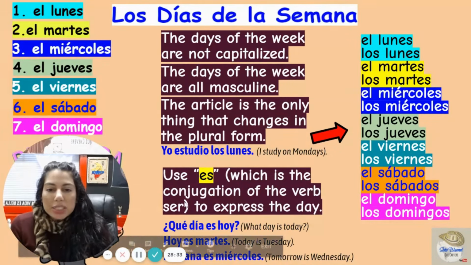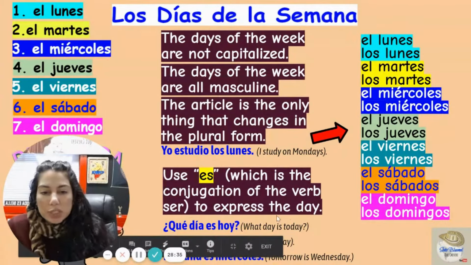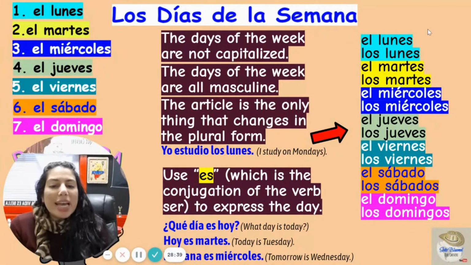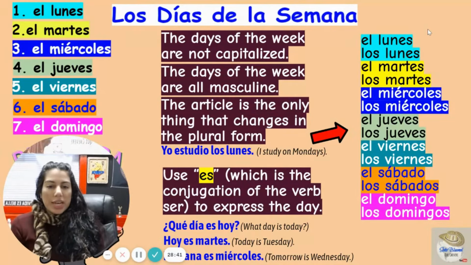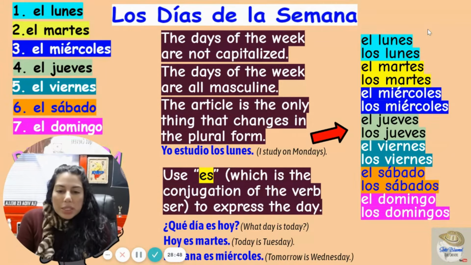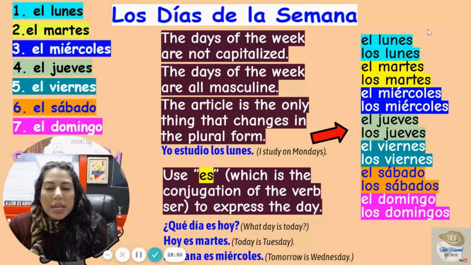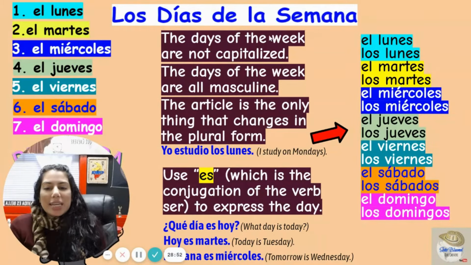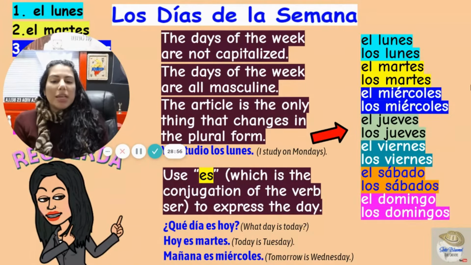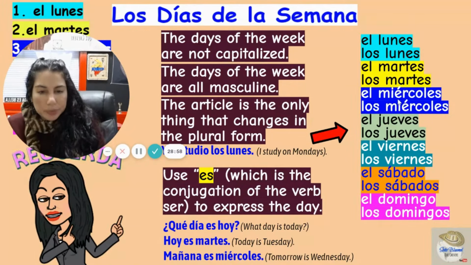Use es, which is the conjugation of the verb ser, to express the day. So if you want to say, ¿qué día es hoy? Which is what day is today. You would say hoy es. So you would say es. Hoy es martes, hoy es jueves, or whatever. And then mañana. Mañana es miércoles. So tomorrow is miércoles, okay? So use es.